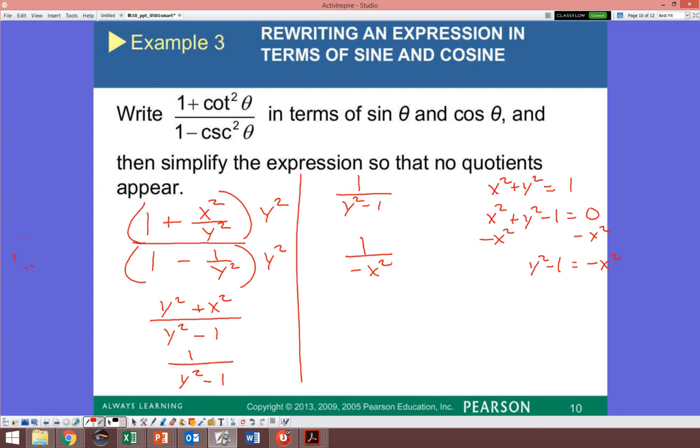Now, can I rewrite this as it's no longer going to be a fraction? What is that going to become? What is 1 over x squared? That's secant, right? It's secant. X is the secant, right? So the negative out front means that this is going to become negative secant squared x.